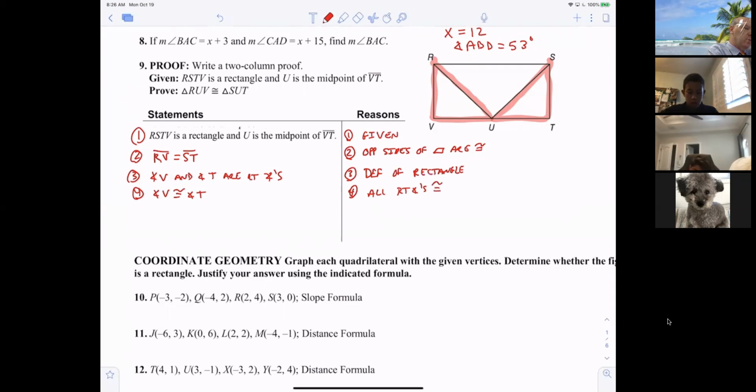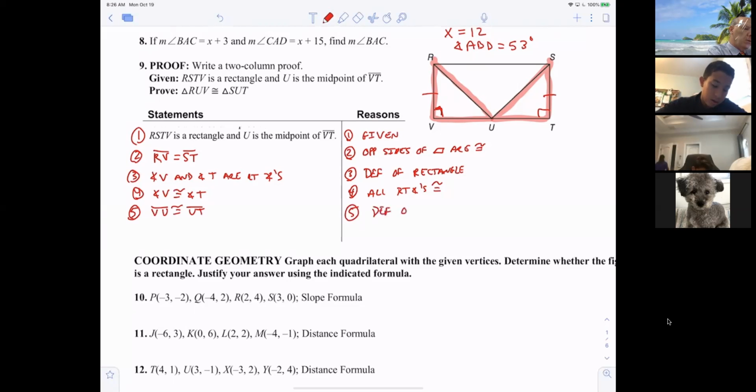All right. So now I have this is this, this is this. Okay, someone else. Tell me. Yep, VU is congruent to UT, definition of midpoint. Okay. And tell me, Harris. Yes, side angle side.